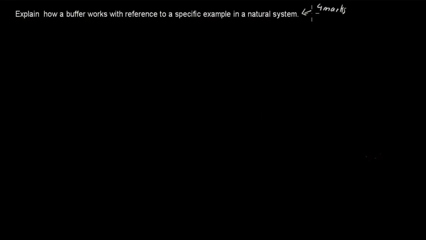Welcome back. Alright, so the question says explain how a buffer system works. So we have to go through the general idea of buffer systems, but it also says with reference to a specific example in a natural system. In this case, I'm going to talk about the blood, and carbonic acid and hydrogen carbonate and how they work together to maintain the pH in our blood.